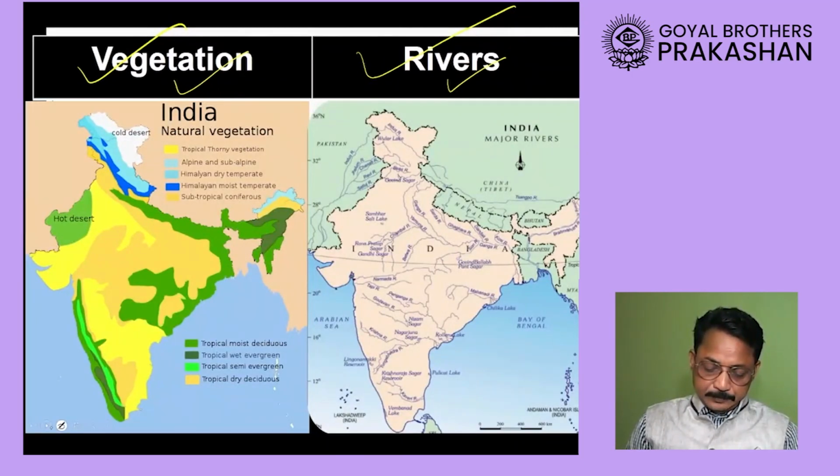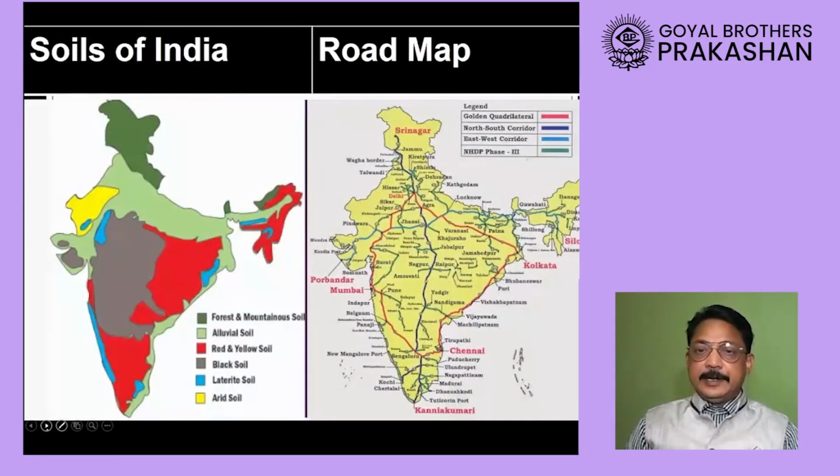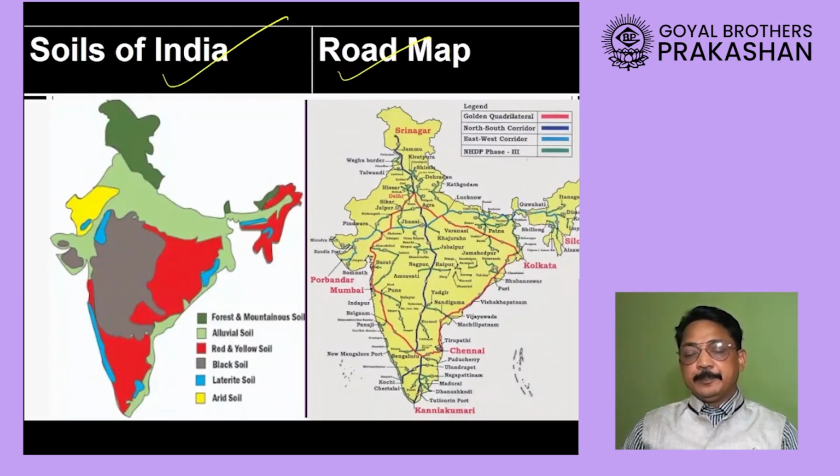Then look at the next map. The map here is only dealing with the various types of soils found in India, like black soil, red soil, laterite soil, and alluvial soil, and others. The next map is dealing with the roads in India. So we can have a map showing only the waterways, a map showing airways, a map showing railways.